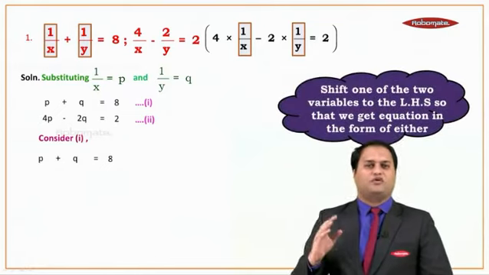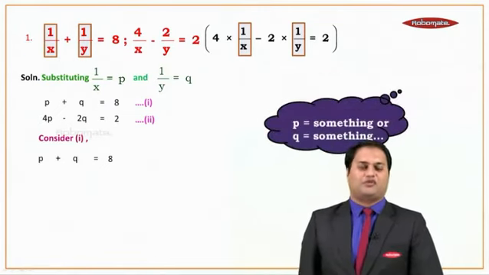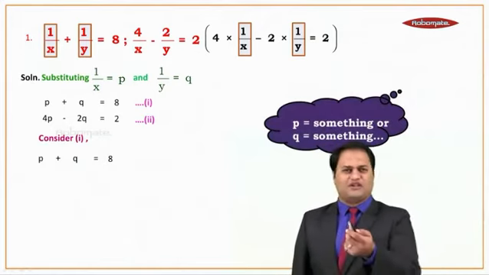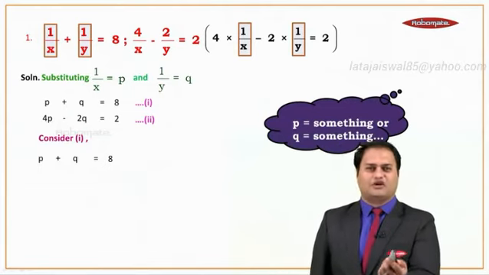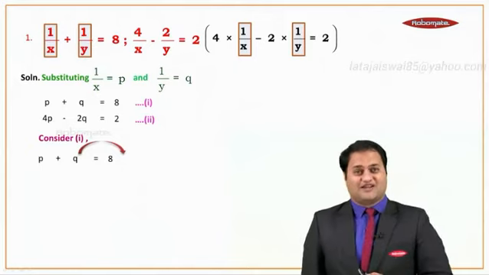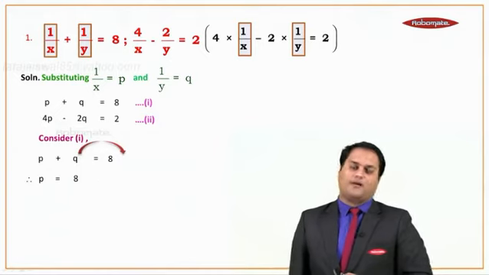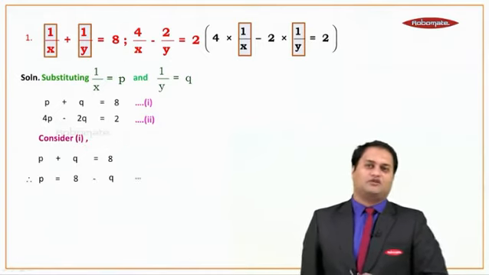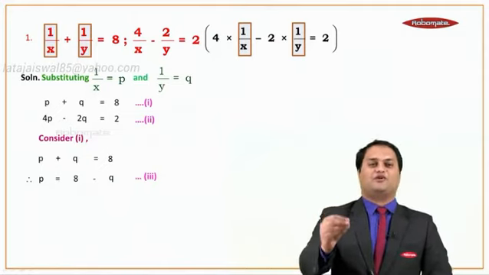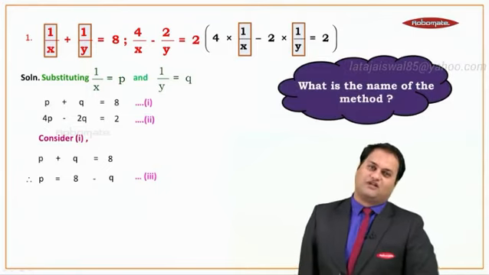Right? Now what do we do in this equation? We shift one of the variables to the other side so that we get something in the form of either p is equal to something or q is equal to something. You can shift any of the two variables, either shift p to the other side or shift say q to the other side. When we shift q to the other side, we get p is equal to 8 minus q. So we are getting the equation in the form of p is equal to something. Once you get this, don't forget to number this as equation number 3.